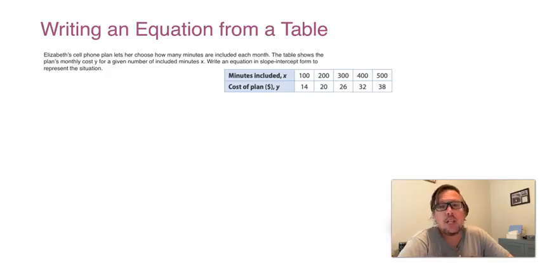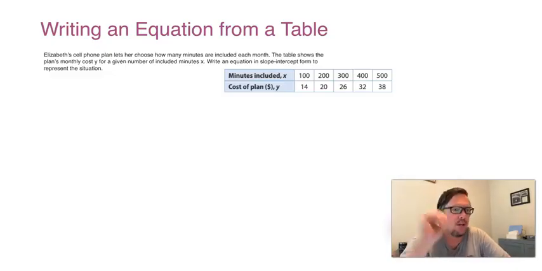Is it possible to write an equation in slope-intercept form when all you are given is a table? And the answer is yes, it is. As a matter of fact, it's possible to write an equation in slope-intercept form if all you're given is a table that has just two coordinate pairs on it. So this table gives us more information than we need.